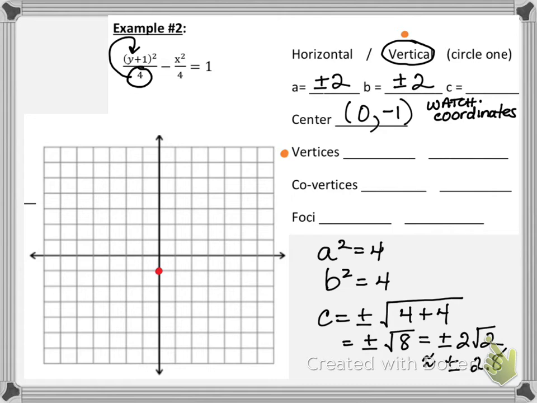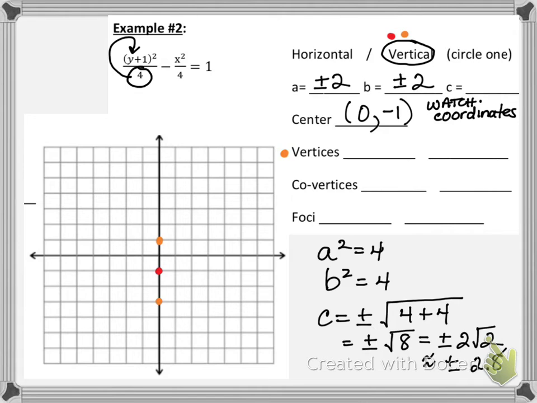Let's see, center was red. Let me color coordinate here. Center was red. It has to be vertical. Vertices is also going to be on the transverse axis, so it also is going to be vertical. How many times is it going to be vertical? Well, we had to go up and down 2. So I'm going to go up 2. I'm going to go down 2. Okay, those are the vertices.